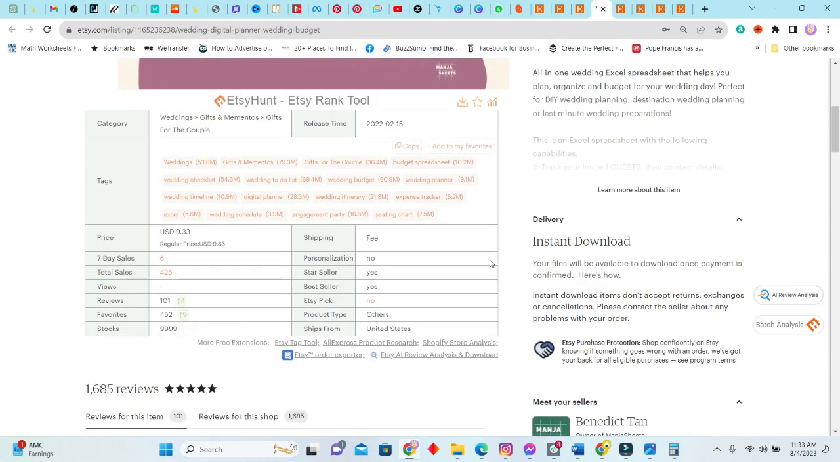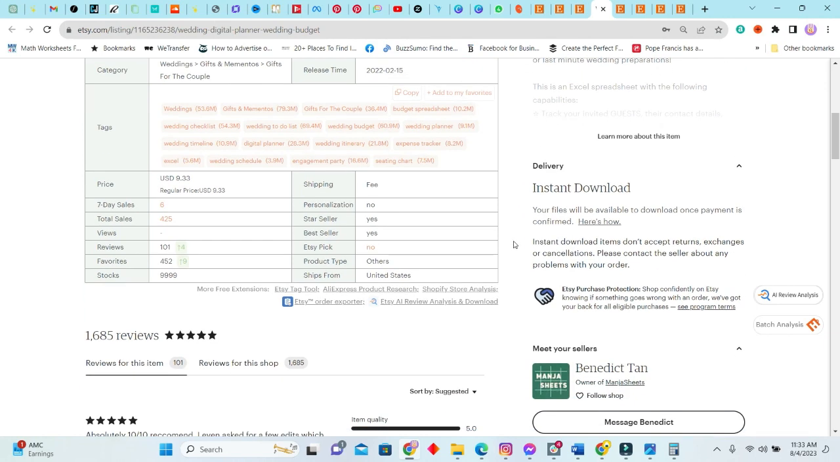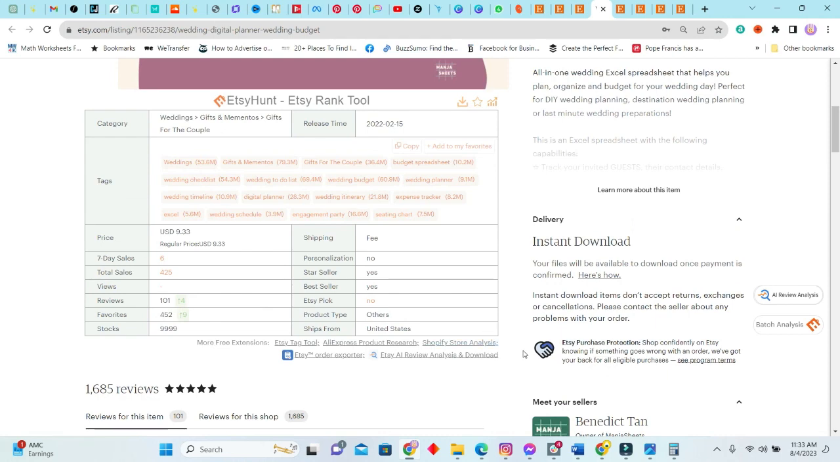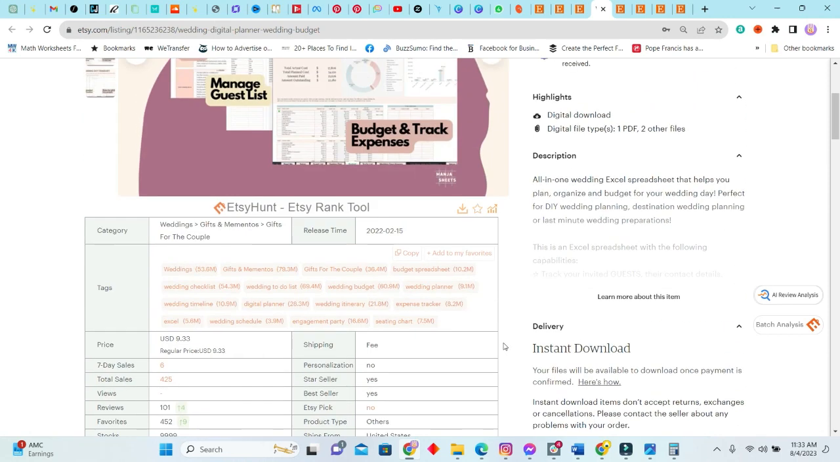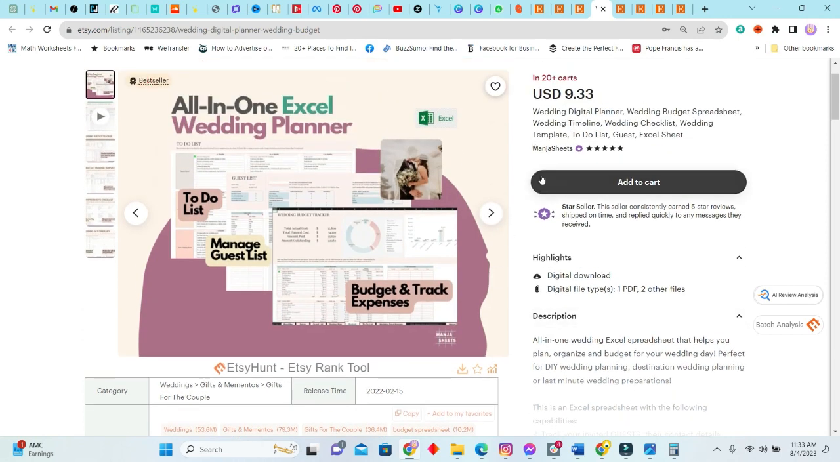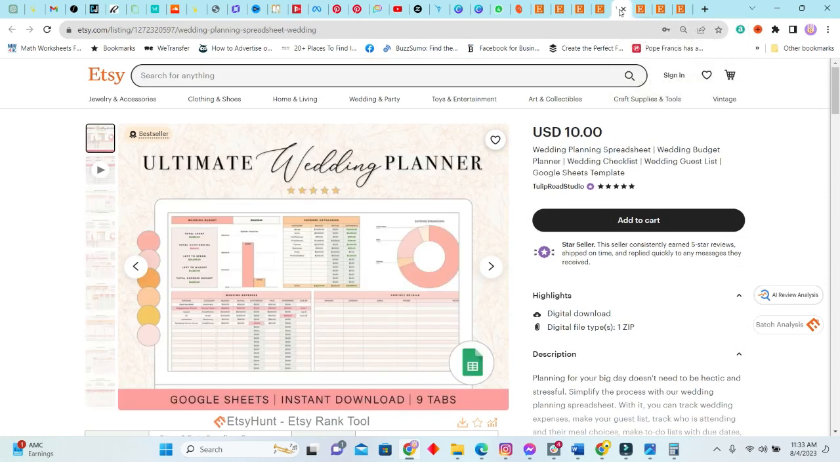All right, so this one was listed in February last year, and it made a total of 425 sales, with 6 sales currently, okay? So yes, the sales are a little slower, but when you do the calculation, right? For $9.33, it is definitely worth it, okay? So let us move to the next product.